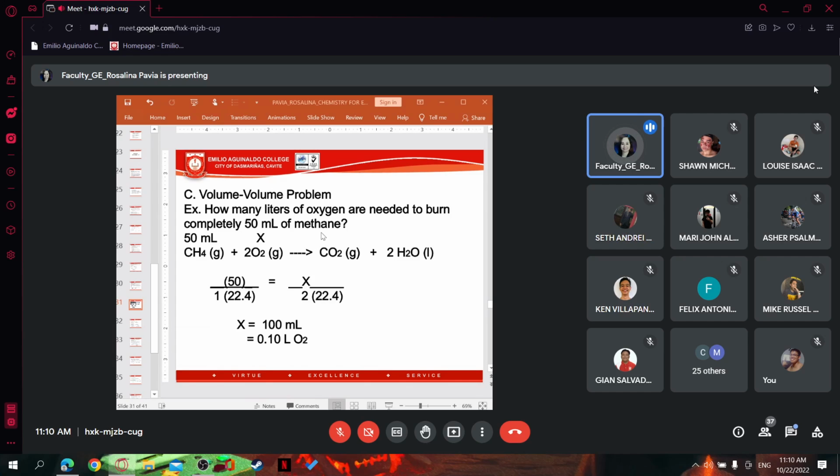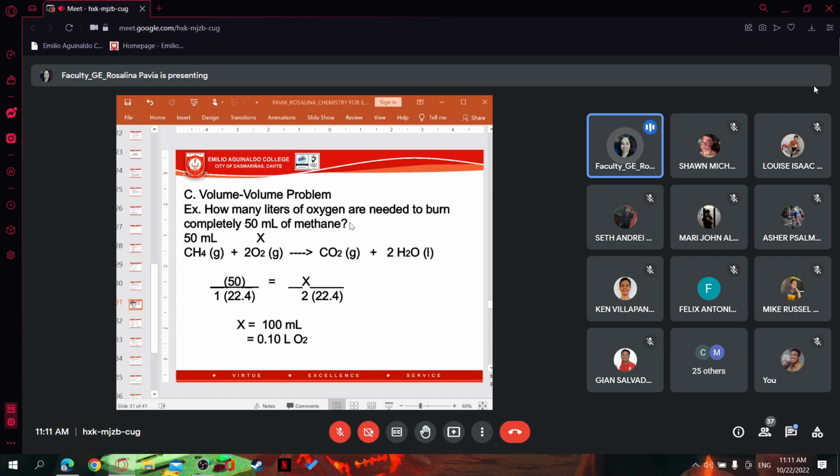How many liters of oxygen are needed? Pwede namang applicable din ang mass dito. How many grams of oxygen are needed? Pwede rin. Pero you cannot apply volume to solid reactants or products. Hindi pwede. So gases, pwedeng volume, pwedeng mass.